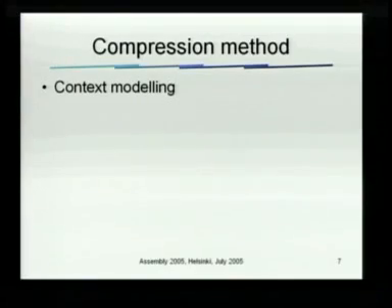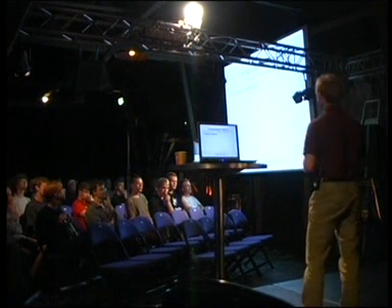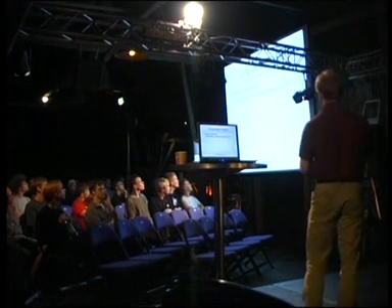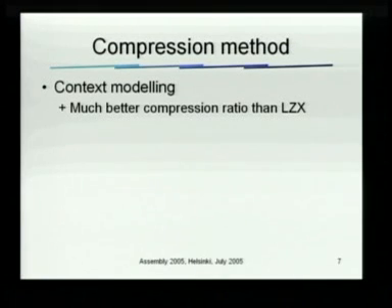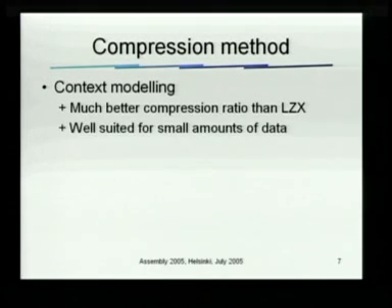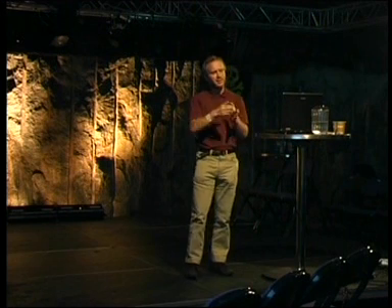The next thing is, just the linking in itself doesn't get us to the goal. We have to have a very good compression method also. The thing that we use is called context modeling. Now I'll give a sort of sales speech for context modeling. This is a fantastic, revolutionary compression method, which compresses much better than LZX, which is the method that the CAB compression uses, and is well suited for small amounts of data like 4Ks, because it has a very small startup cost. It can begin compressing right away.